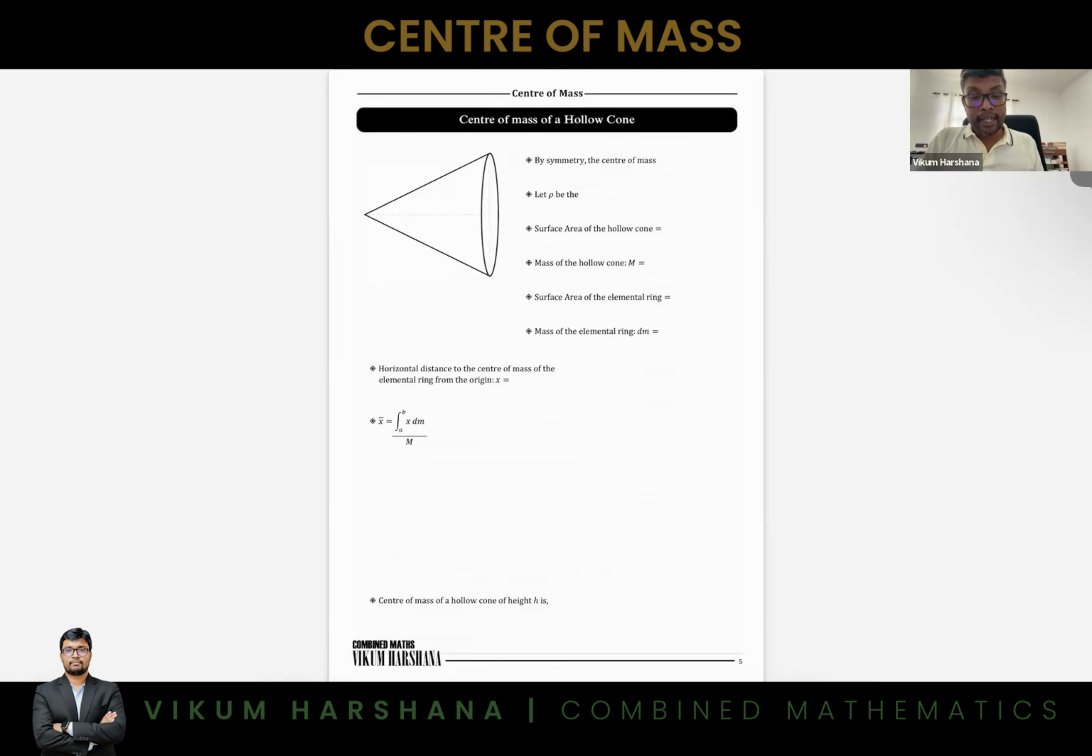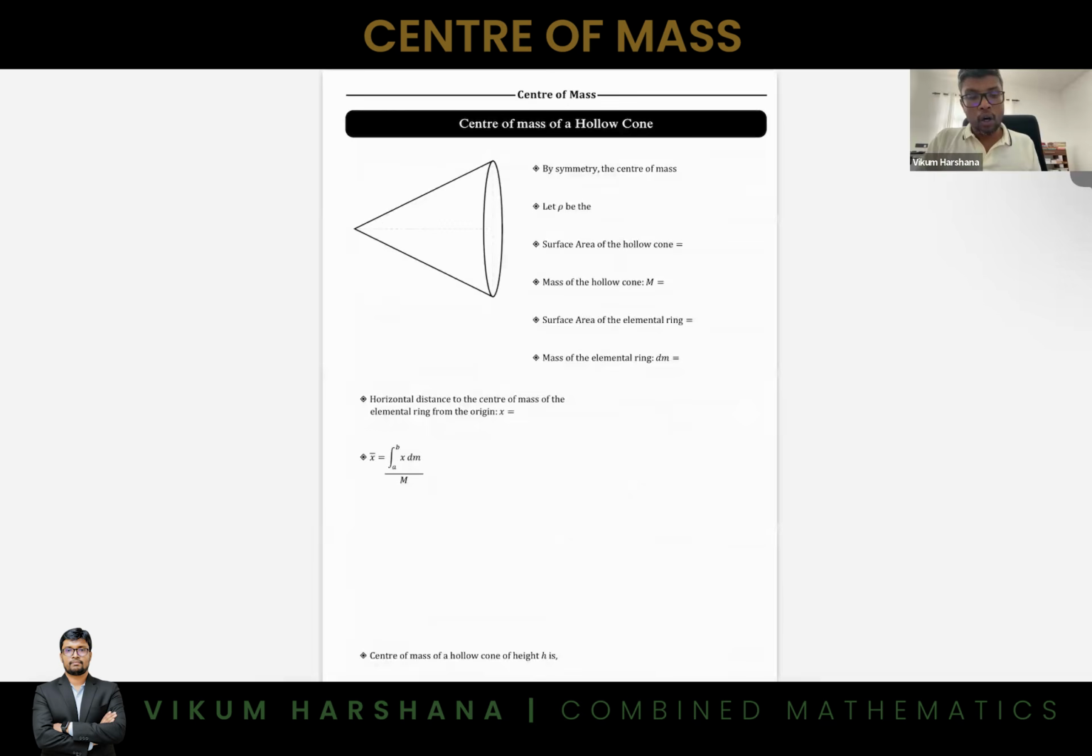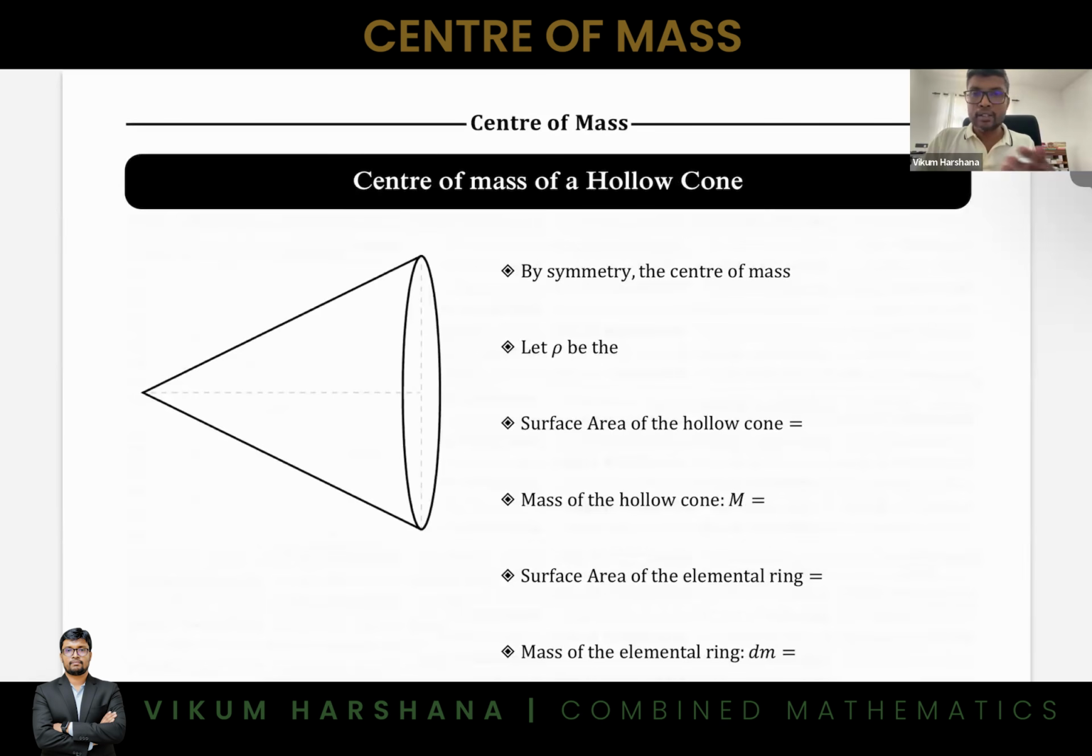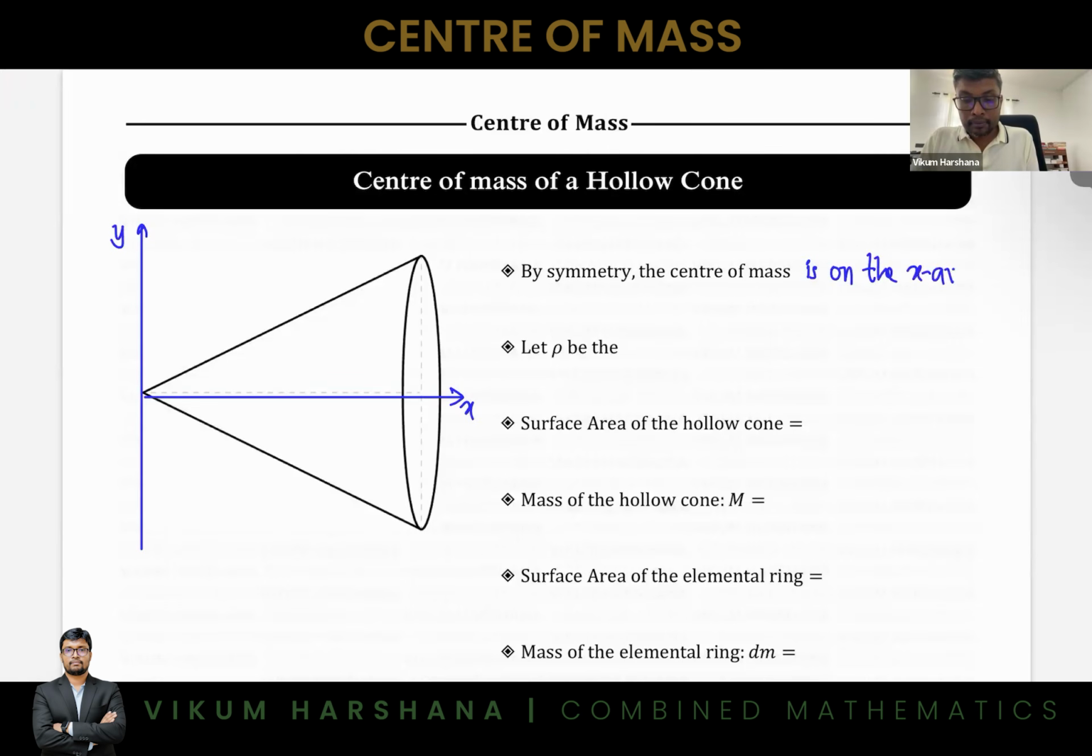Okay, now the center of mass of a hollow cone. Hollow means no volume, right? So it's all about area. It's all about surface area. Got the idea? Okay, think that now. Now what is this? X-axis. What is this? Y-axis. By symmetry, the center of mass is on the x-axis. Therefore, y bar is 0.